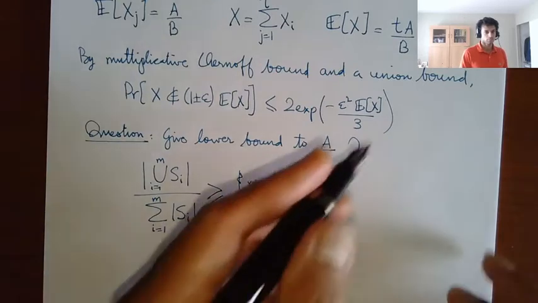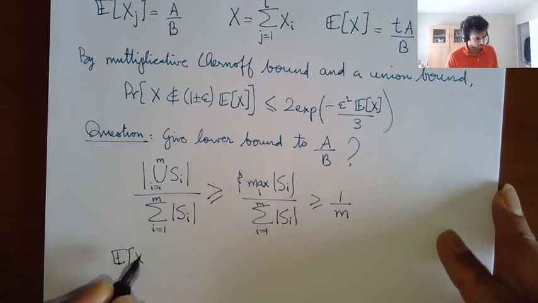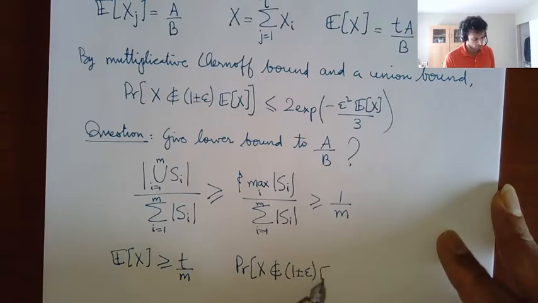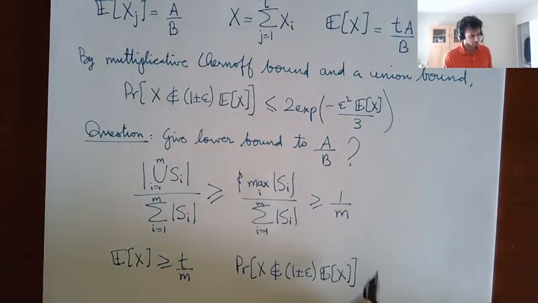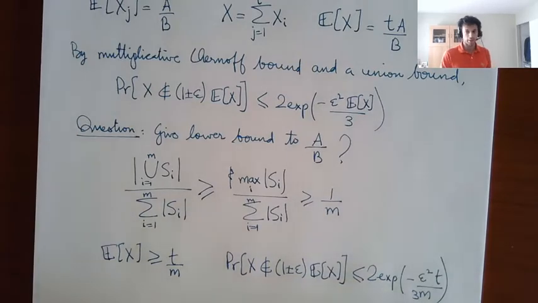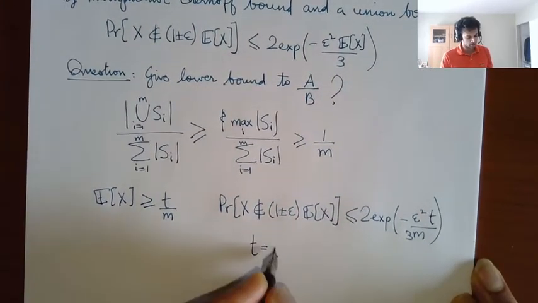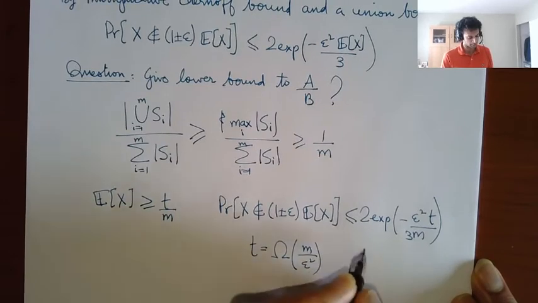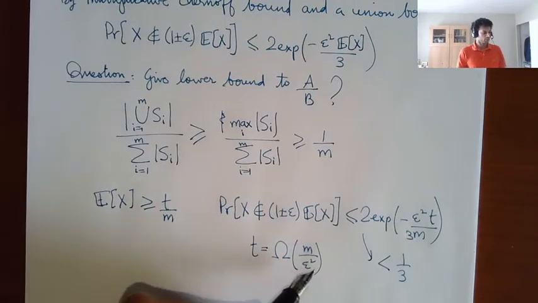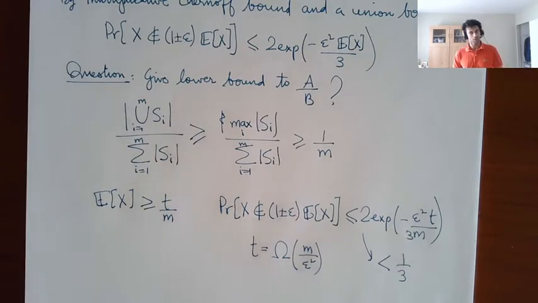So now, voila. Now the expectation of x is at least t divided by m. So the probability that this is not in 1 plus minus epsilon of the expectation of x is at most 2e to the minus epsilon square t divided by 3m. And now you see that if you set t to be omega of m divided by epsilon square, you can get this thing to be less than 1/3. Indeed, you can put a log 1 over delta here, and you'll get a delta. You don't even need the median trick here. You can directly get that.